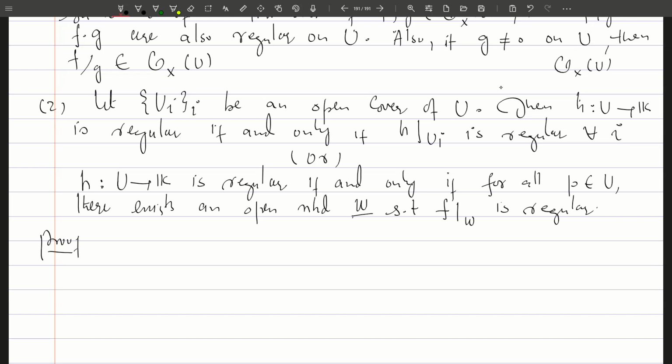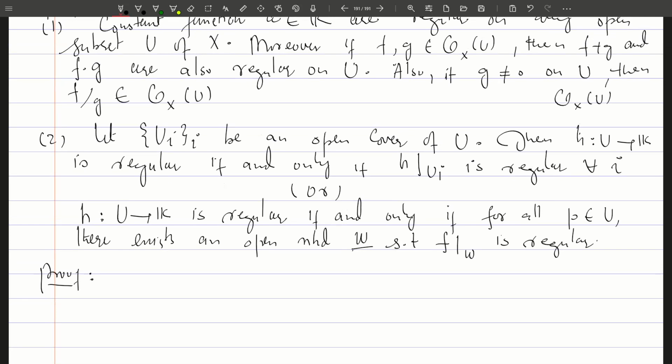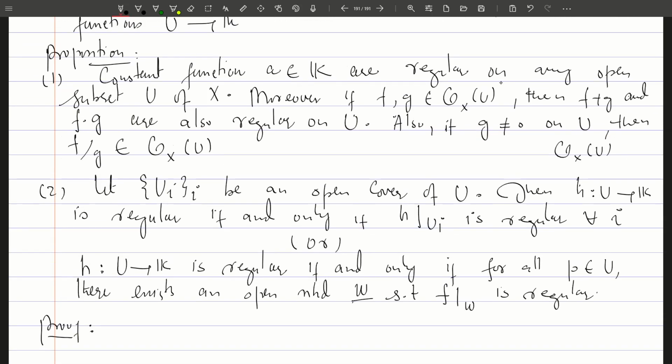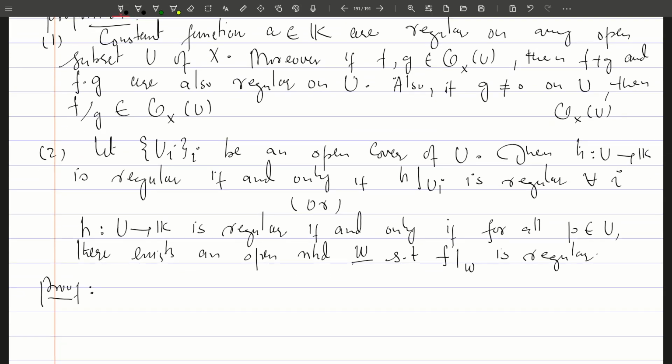So actually the first item of this result is trivial, because we know that the set OXU is a ring. Now OXU being a ring implies that all constants are regular, as well as if we have two elements, say F and G in OXU, then their sum as well as product is also an element of OXU. So this follows from the fact that the set OXU is a ring.